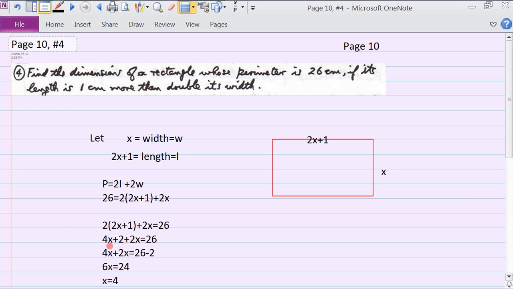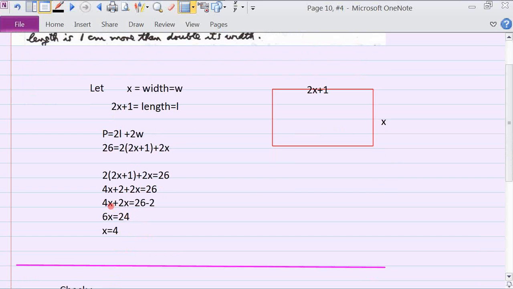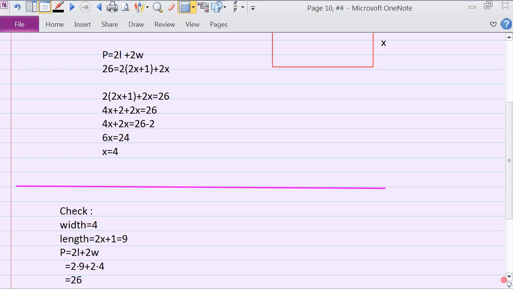Now we say 4x plus 2x, leave that on the left, bring the plus 2 from the left to the right, change the sign. 4x plus 2x is 6x, 26 minus 2 is 24, so x is 4. Now let's check that answer. We know that the width is 4.